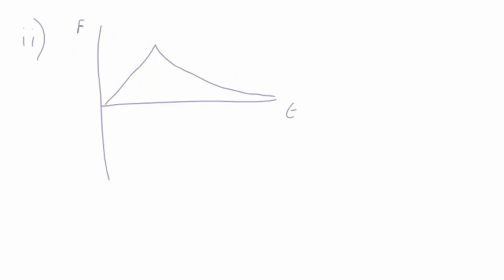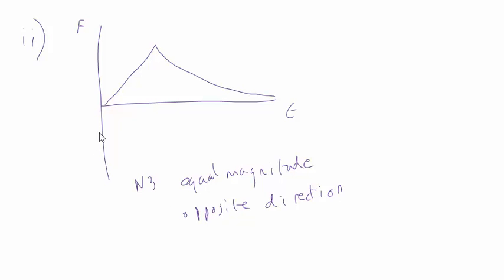In part 2, we have a graph a little bit like this, showing the force F acting on the comet varying with time during the collision, where we're asked to describe and explain how the force acting on the asteroid would vary with time during the collision. Well, basically, by Newton's third law, the force would be equal magnitude and opposite direction. So we'd have a line on the graph going a little bit like this.